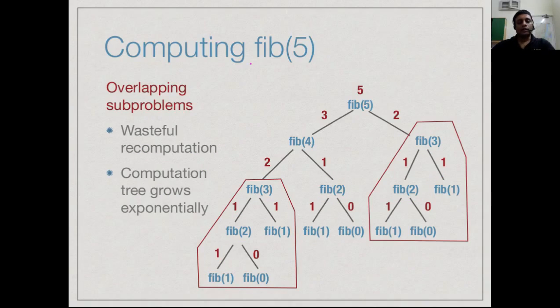So the crux of the problem is that there are these sub-problems which arise in different contexts within this recursive computation. So Fibonacci of 3 is generated both by the original call to Fibonacci of 5 and the nested recursive call to Fibonacci of 4, right? So we have this entire tree of computation which is duplicated. And because of this kind of wasteful recomputation, overall the computation tree grows exponentially.